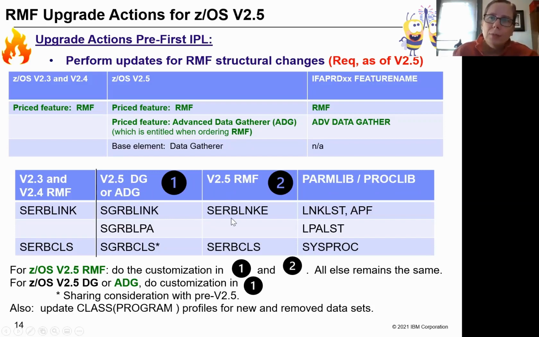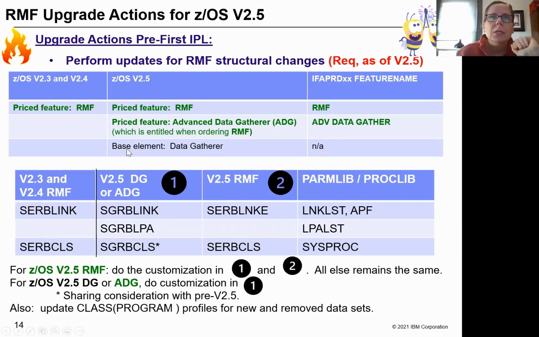But then for RMF, we also have a change as well: the SERB link data set got converted to a PDSE. So now the name of the data set is SERB link E, okay, and we don't have SERB link anymore at all. It was converted to a PDSE with a new name, and that SERB link E needs to be put into the link list and APF authorized as well. We don't have anything in the LPA list for RMF specifically. Okay, but remember that RMF has a dependency on ADG and DG, the Data Gatherer. So if you're an RMF customer, remember you just order RMF. That's all you do on Shop Z.